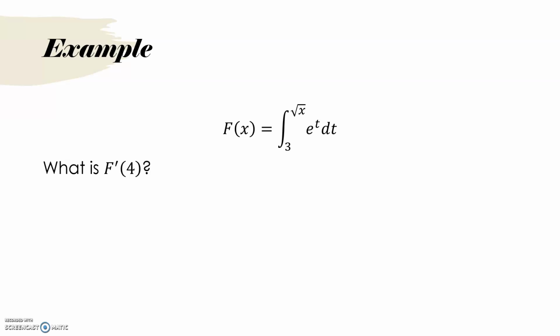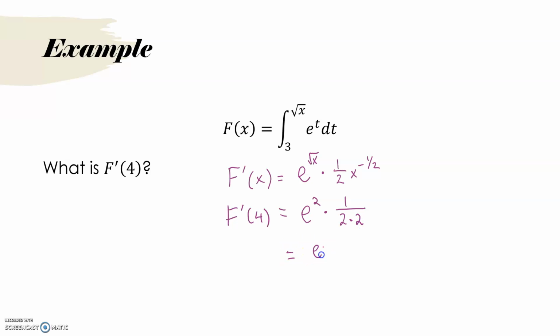So we'll try this one. We have f of x is equal to the integral from 3 to root x of e to the t. So this is not just an integral from 3 to plain old x. So when we take this derivative, we're going to have to do the chain rule on that. So we're going to get e to the root x, leave the baby alone, times the derivative of the baby. And now plug in 4, so we have f prime of 4, we have e to the 2 times 1 over 2 times the square root of 4, which is 2. So this would be e squared over 4.